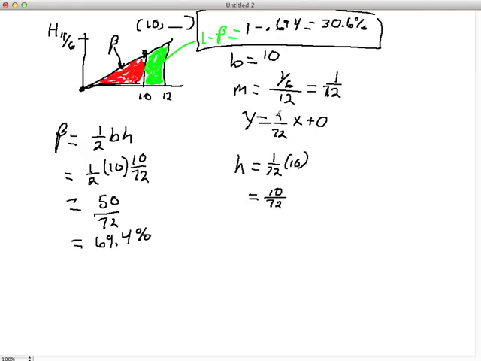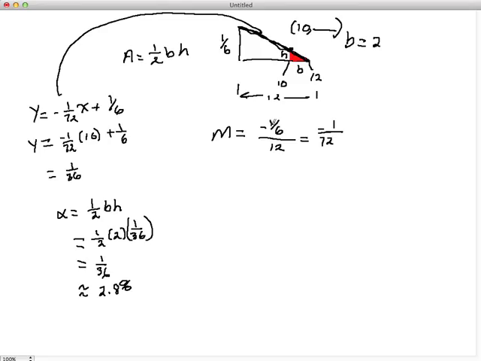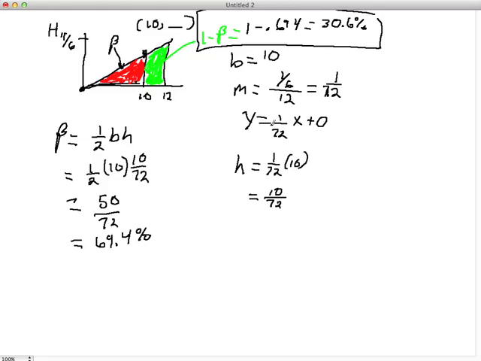Okay, I think I need to go back to the question here. Here we go. Okay, so the observed value is 3. In the appropriate picture, shade the region that corresponds to the p-value, clearly label this as the p-value, and calculate the p-value. Okay, so let's do that.